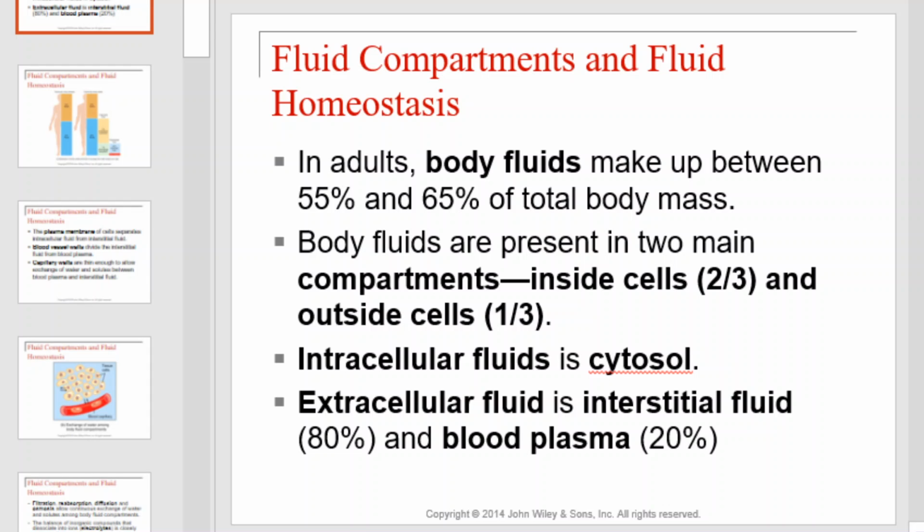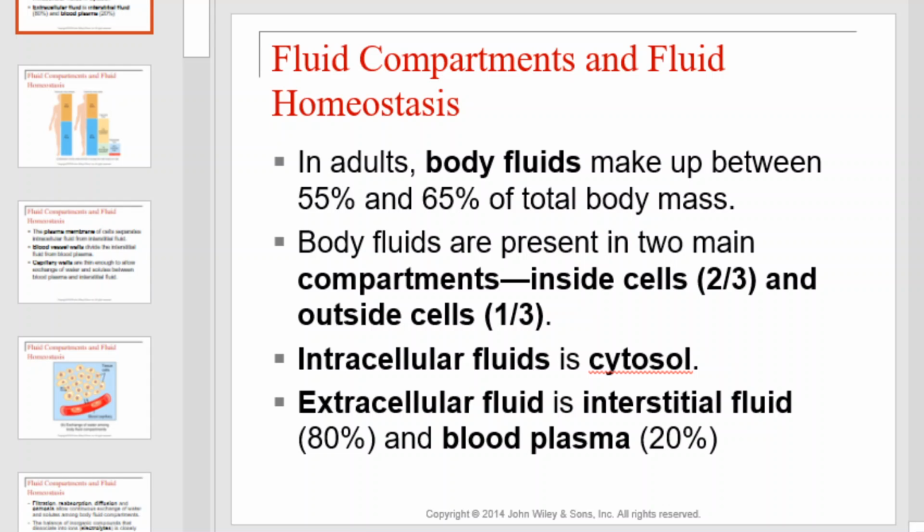To begin with, we'll examine the fluid compartments and fluid homeostasis. In adults, body fluids make up between 55 and 65% of our total body mass. Our body fluids are present in two main compartments, inside of our cells and outside of our cells. Inside of our cells contains 2/3 of our body fluids, and the remaining third is outside.